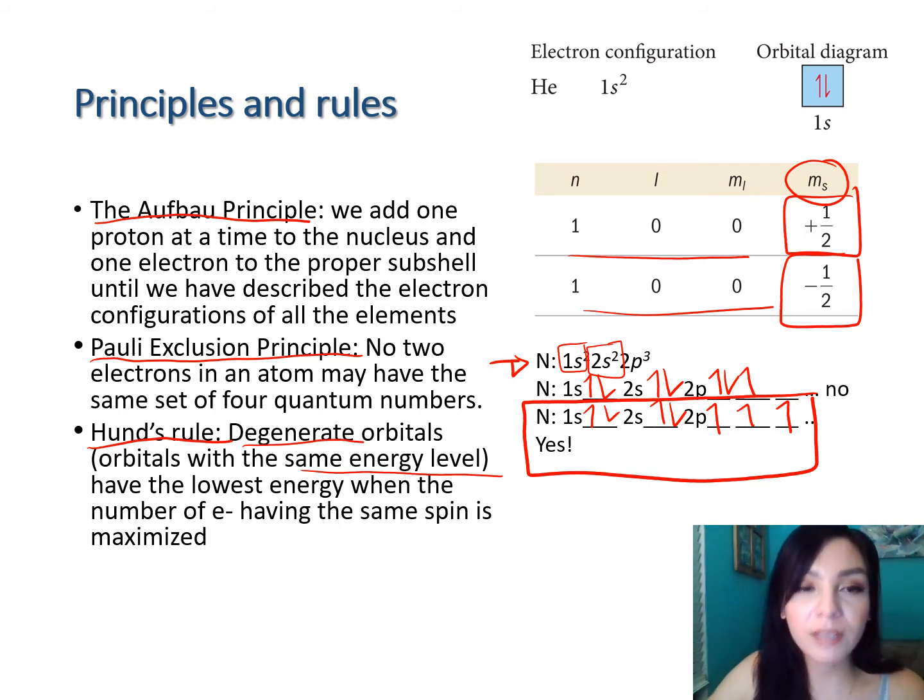Now, the reason for this is because of Hund's rule. So this makes the orbitals have the lowest possible energy whenever the electrons all have the same spin. So you try to fill them as much as possible before you start pairing. And this just helps the atom be more stable, and it's what it likes.